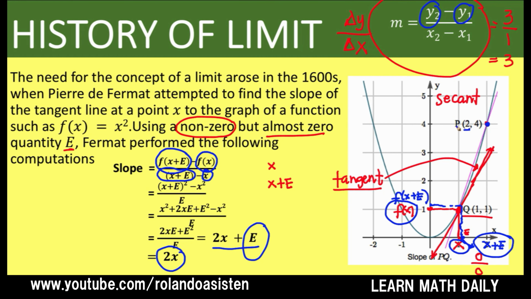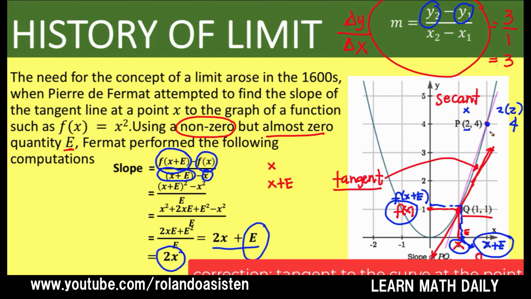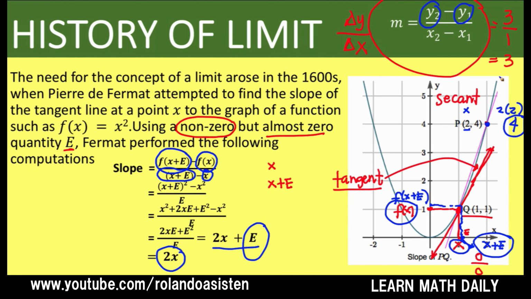What does this mean? If our x is 2, what does this mean? At point (2, 4), that means x equals 2, the slope is 2 times 2 because you have 2x. The slope of the line tangent to this point is positive 4. So the tangent line here has a slope of positive 4.